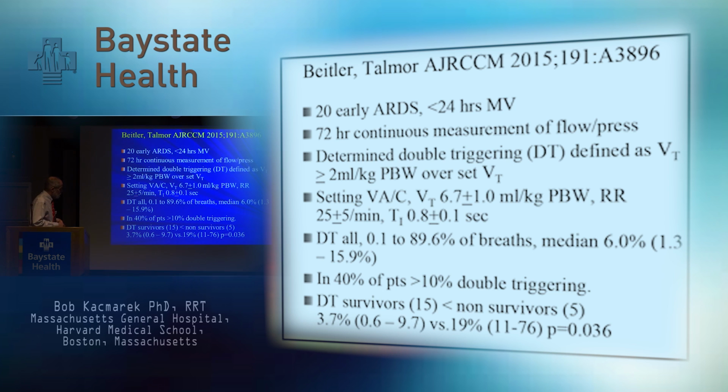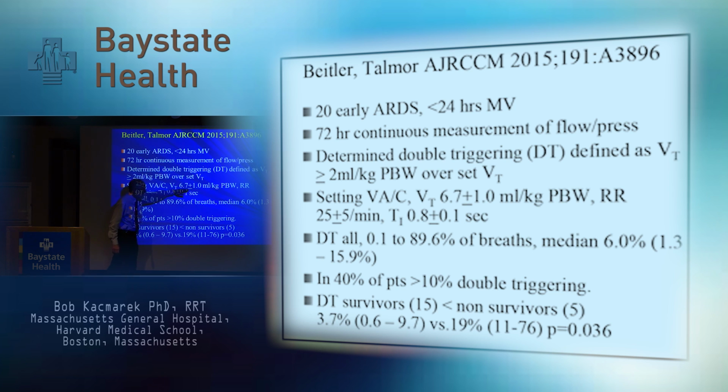This is from Danny Talmor's group. Part of this has been published as a full paper. 20 early ARDS patients, 72 hours of continuous measurement of pressure and flow. They defined double triggering as a tidal volume in volume ventilation 2 ml per kilo greater than what was set. Now we can argue about that definition, and that may have been the reason they ended up with such high percentages. One patient had 90% of the breaths double triggered, but they defined it as greater than 2 ml above the set tidal volume.